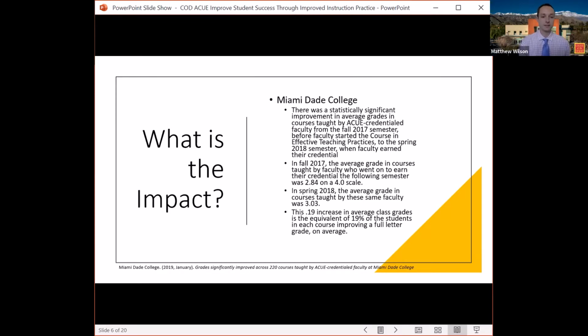The average GPA for students in these faculty members' classes was a 2.84. But afterwards, with the same faculty teaching the same class, the average GPA was a 3.03. That's a 0.19 increase, and it's equivalent to 19% of the students in each course improving a full letter grade on average. So showing that we have improved student performance is huge, because not only does that allow for improved completion, it allows our students to stay on the path and not have to remediate or retake courses, so it actually helps them finish their classes more efficiently.